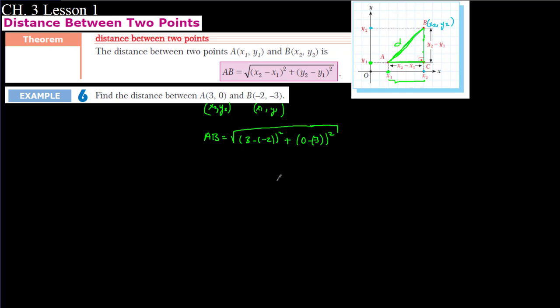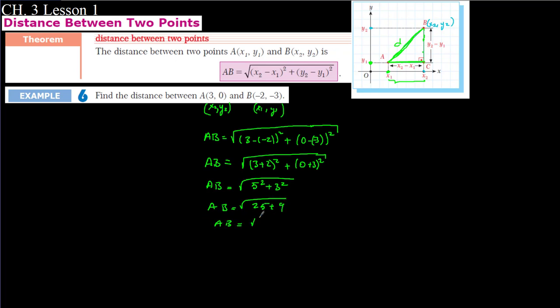So with respect to this one, we are going to find AB as the square root of (3 plus 2) square, plus (0 plus 3) square, which is equal to 5 square here, the square root of 5 square plus 3 square, which is equal to, AB is equal to the root of 25 plus 9, which is equal to, AB is equal to root 34, it has to be.